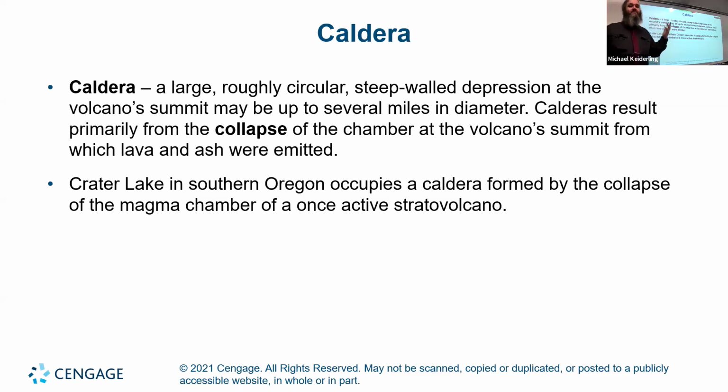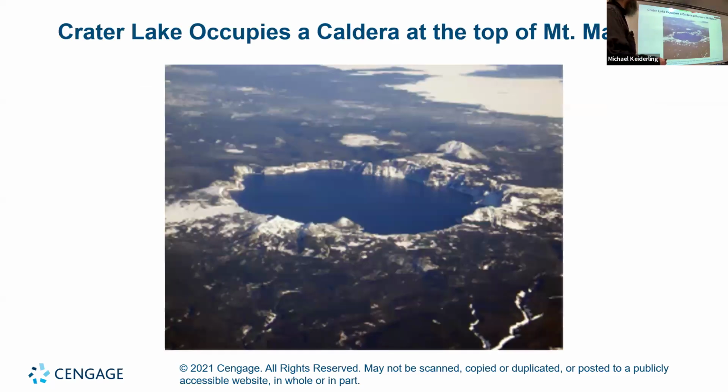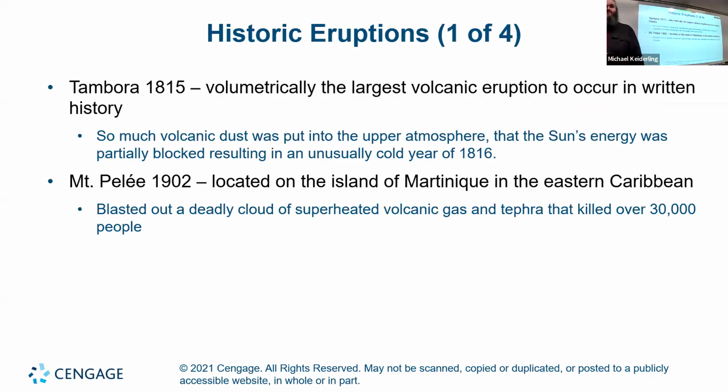So you get calderas from the collapse of the chamber at the volcano's summit from which lava and ash were being emitted. An example of this is Crater Lake in southern Oregon, which occupies a caldera formed by the collapse of the magma chamber of a once active stratovolcano. And here is Wizard Island in Crater Lake, which is actually a small cinder cone formed within this lake.